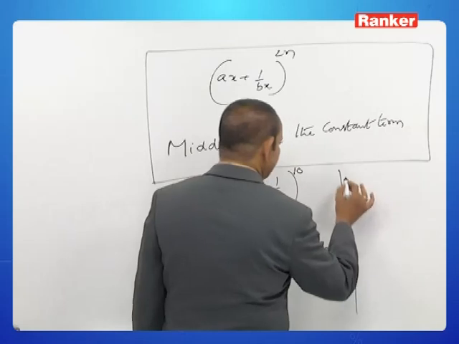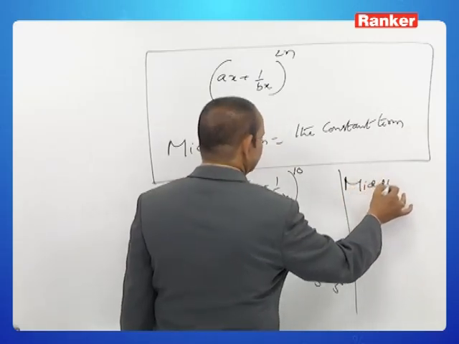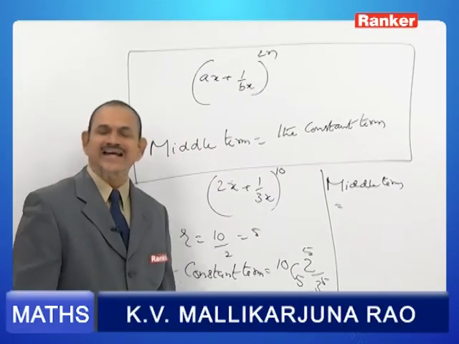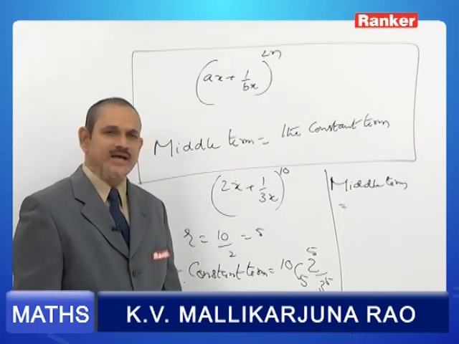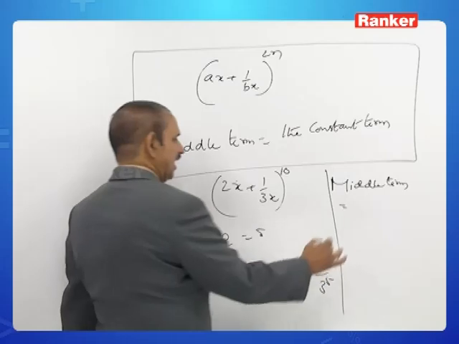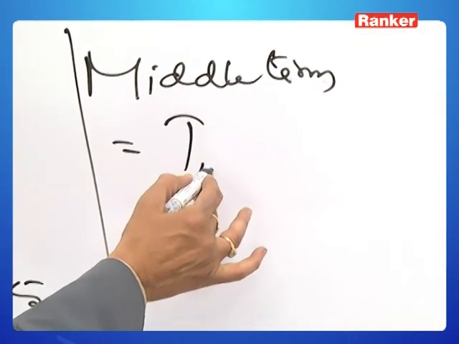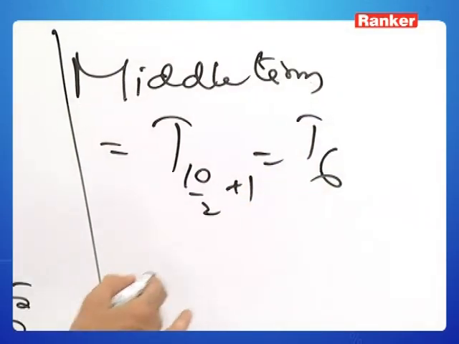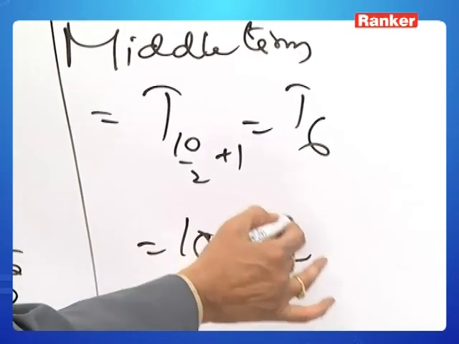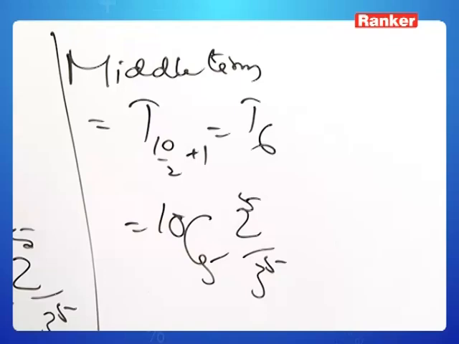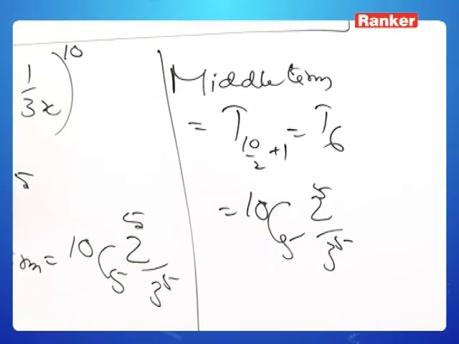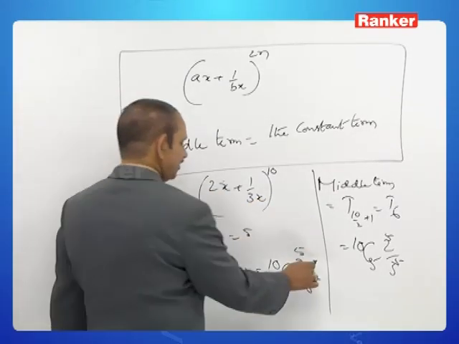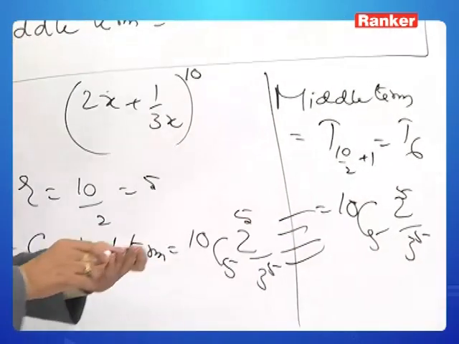Okay, let us calculate the middle term. What is n? 10. 10 is even. How many middle terms will be there? One and only one middle term will be there, and that is of course 10 by 2 plus 1. 10 by 2 is 5. 5 plus 1 is 6. So T6 is nothing but 10C5 2 power 5 by 3 power 5. That's it. What about the x's? X power 5 and by x power 5, they will be cancelled. It is very easy to observe that these two are one and the same.